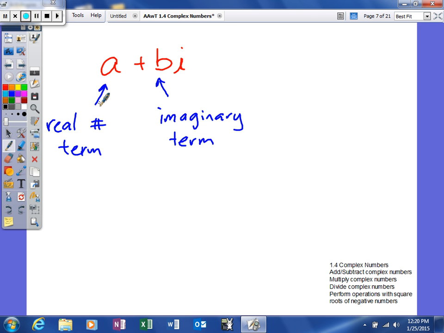Now, of course, if you just have an imaginary part, then you won't have the real part of the complex number. That's okay. But if you didn't have an imaginary part, then it would just be, obviously, a real number.